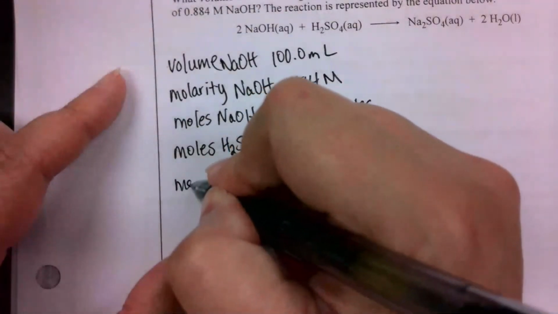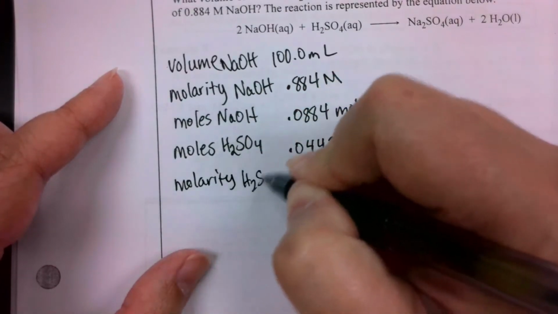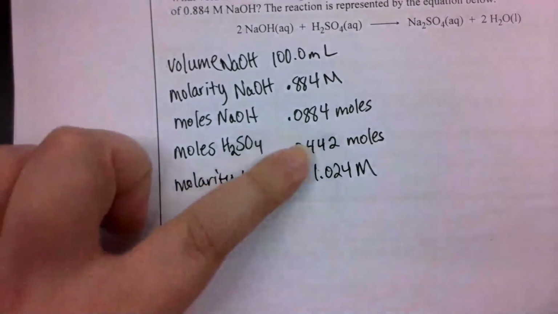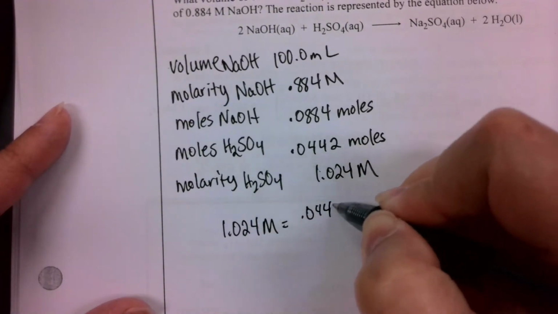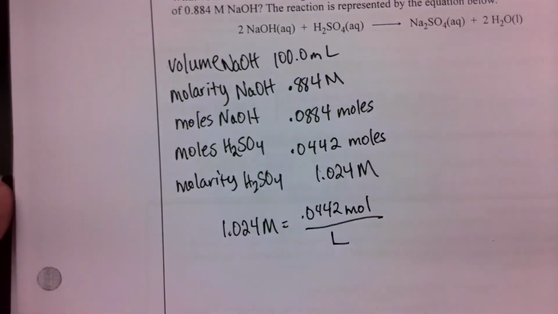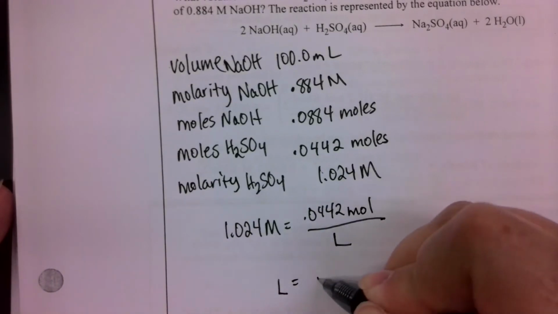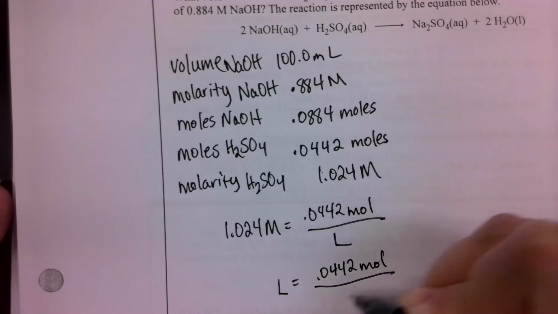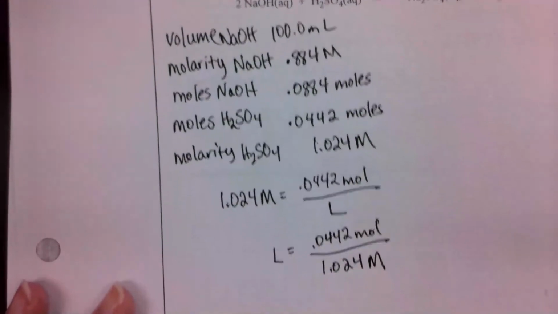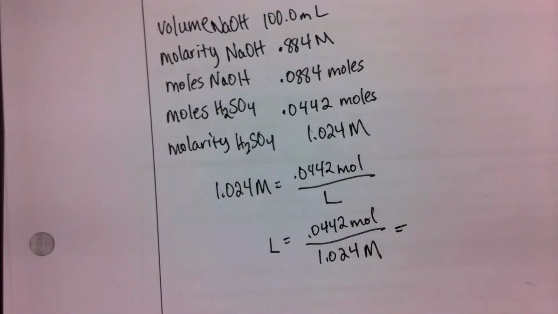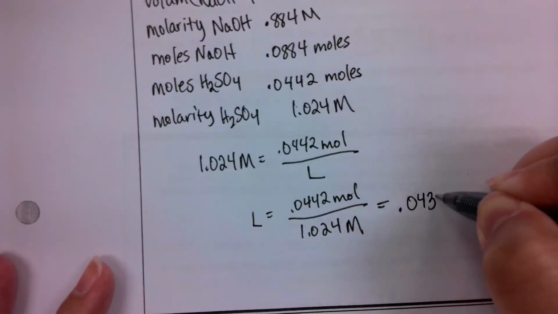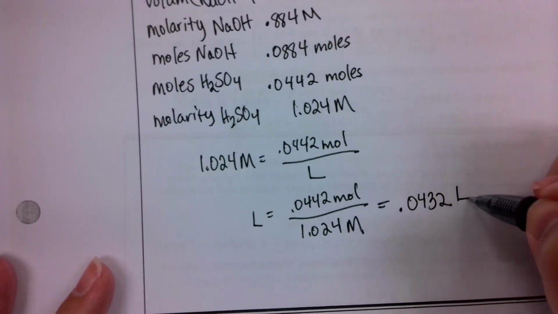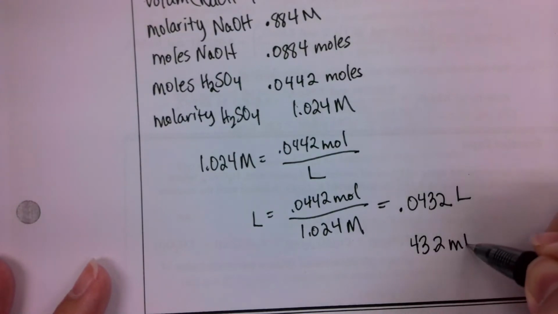Now that we know the molarity of H2SO4 is 1.024 molar, and we know the moles, we can use that to get liters. So 1.024 molar should equal 0.0442 moles over liters, which is the same as saying the liters are equal to 0.0442 moles over 1.024 molar. Hopefully, if things went smoothly, you got 0.0432 in your calculator when you did that. And that's liters, or you could say that that's 43.2 milliliters.